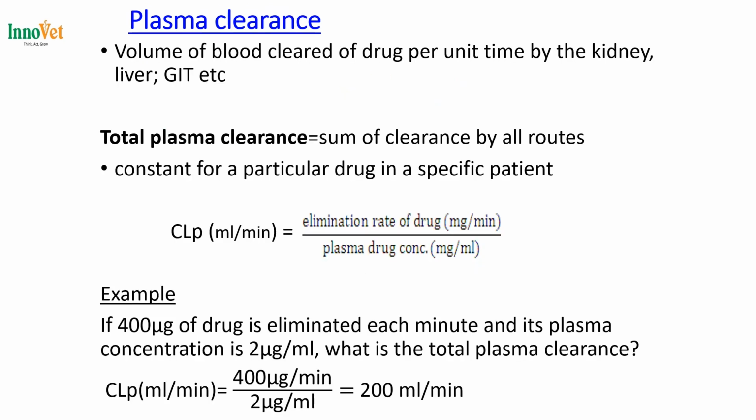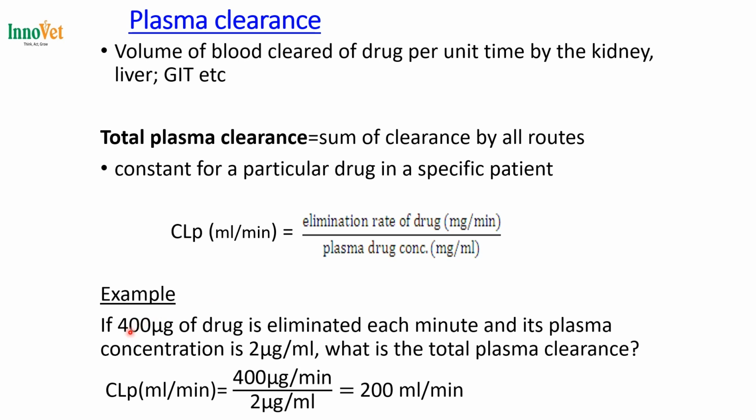So as we explained in the previous slide, the plasma clearance is the volume of the blood cleared of a drug per unit time by either the kidney, the liver, or the GIT, but also the lungs can play a role in the clearance of the drugs. So the total plasma clearance is the sum of all clearance by all the routes. The different routes are the kidney, the liver, the GIT, and the lungs for those gaseous drugs. So it is a constant for a particular drug in a specific patient, and the formula of the total plasma clearance is given by the elimination rate of a drug in milligrams per minute over the plasma drug concentration in milligrams per mil.